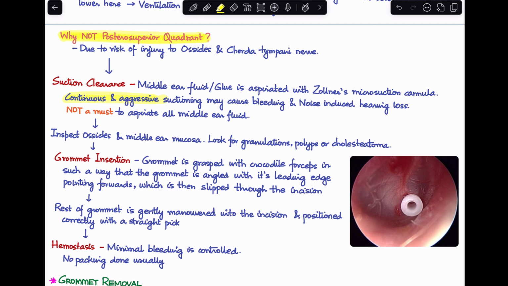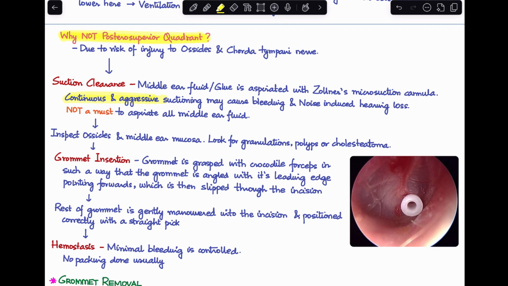Also, it is important to know that you do not have to aspirate all the middle ear fluid all the time. If it is difficult to get it out, you can let it be. It will come out via the grommet. After clearing out the middle ear, we'll inspect the ossicles and the middle ear mucosa and look for any other pathology over there like granulation polyp or cholesteatoma. And then we will insert the grommet.